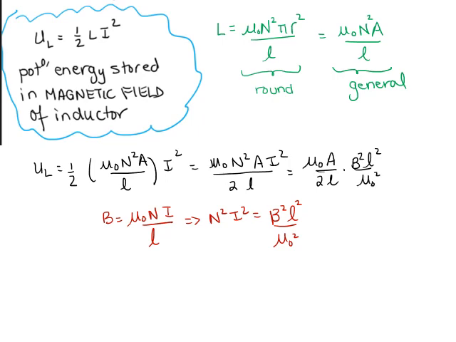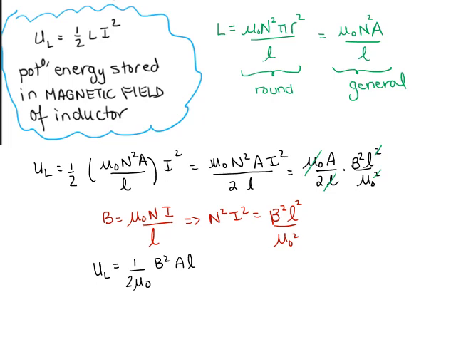Okay, I think we can see a little bit of cancellation here. We've got a mu naught on top that cancels with one of the ones on the bottom. L squared on top cancels with an L on the bottom. And then we have our final result. The potential energy stored in the magnetic field of the inductor is 1 over 2 times mu naught times B squared times A times L.